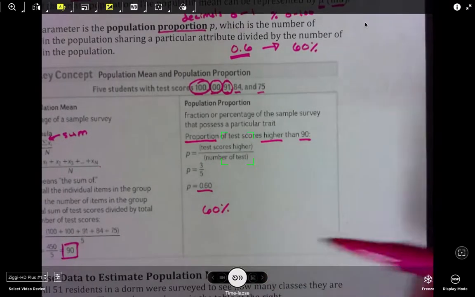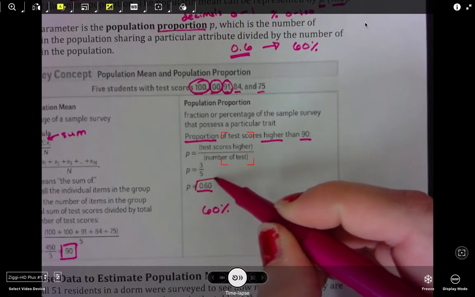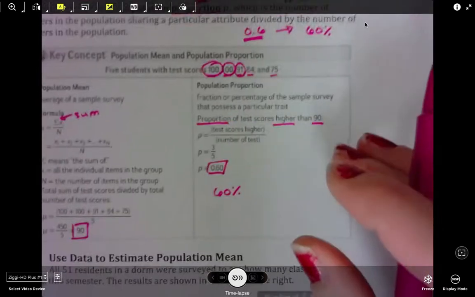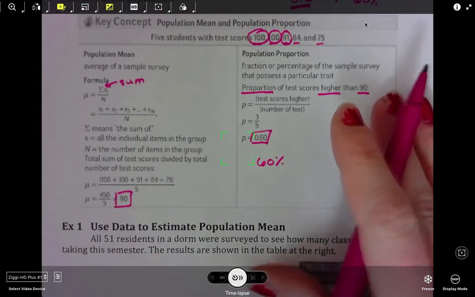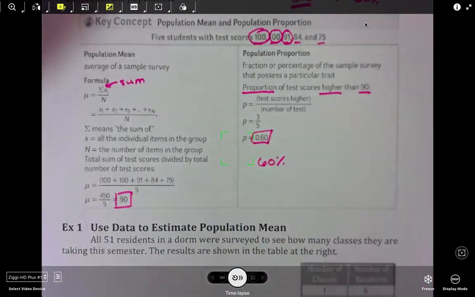I used a really good example up here. So 0.6 or 60%, most of the time your proportions are going to be a decimal. But again, you can put them as percentages if it helps you to think about it that way. Okay.